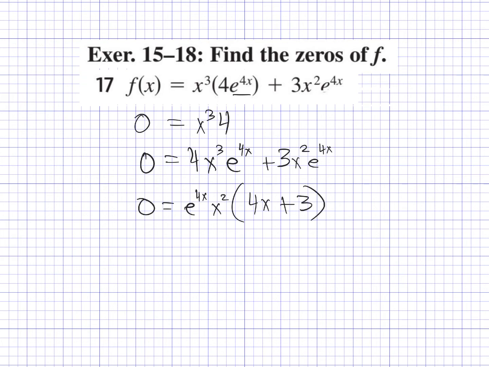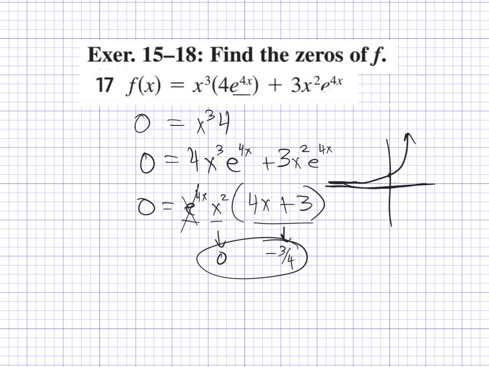So what are our zeros? What makes each of these go to 0? Well, this is the easy one, negative 3/4. And that's an easy one if x is 0. And again, e to the 4x looks like this. When x is 0, you get 1. But you can't get 0 for y, that's the whole point behind these. You can't get 0 for y because it doesn't ever touch the asymptote. So this one won't work. So these would be our zeros.